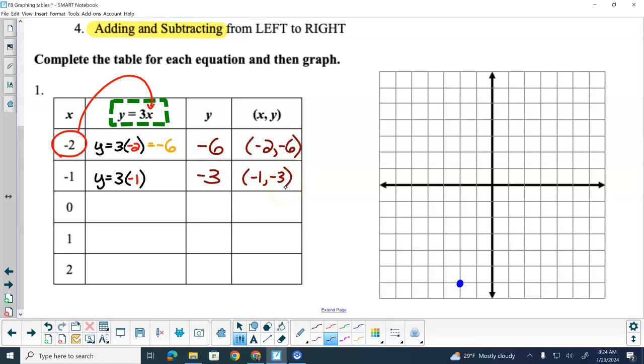How do I get to the point -1, comma, -3? Anybody? Left 1, down 3 from the origin. Yeah. Go right there. Then we do our 0, right? Three times 0. 0.